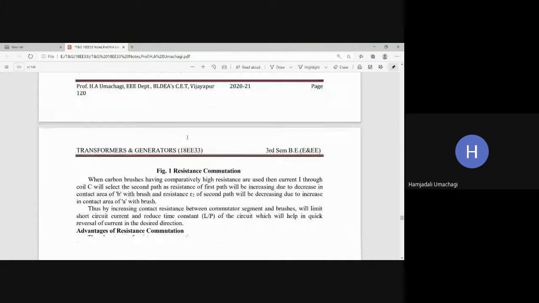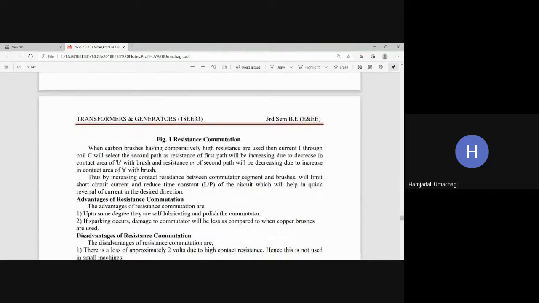Then, when carbon brushes having comparatively high resistance are used, in place of copper brushes, current I through coil C will select the second path, as the resistance of the first path will increase due to the decrease in contact area of B. So try to understand this statement clearly.